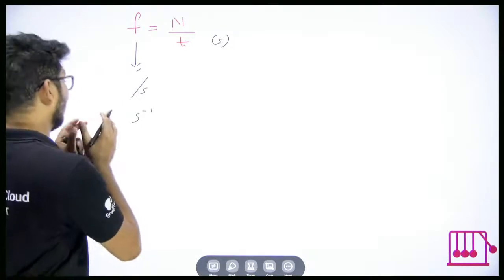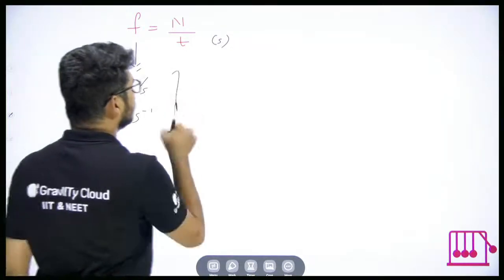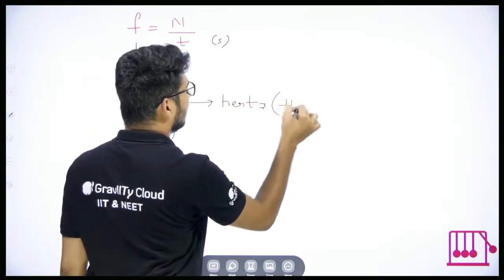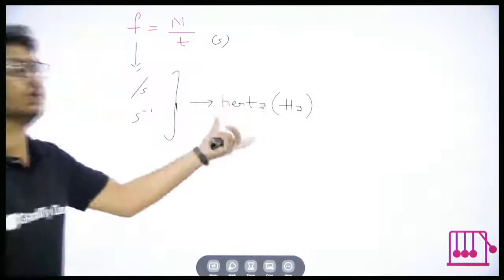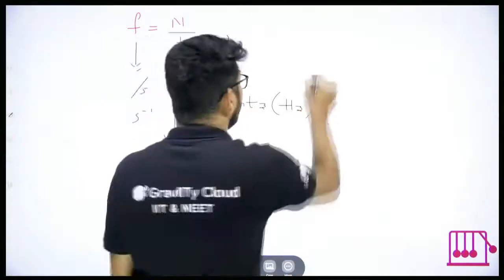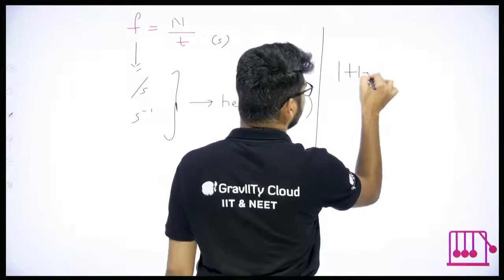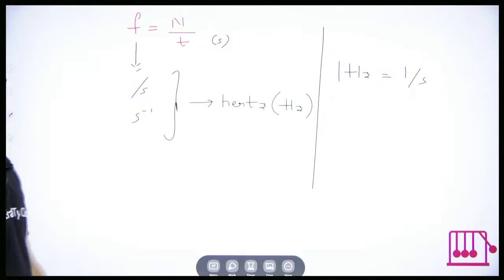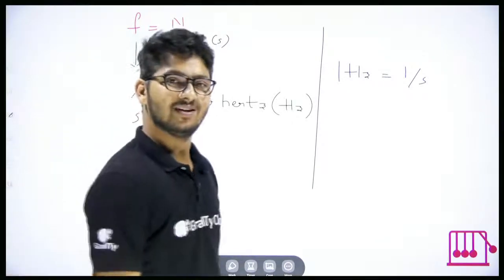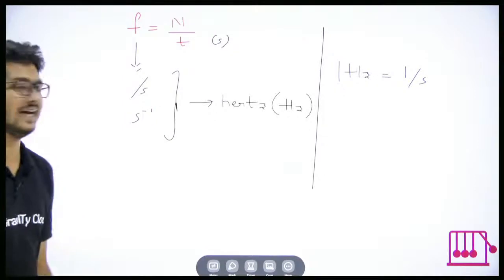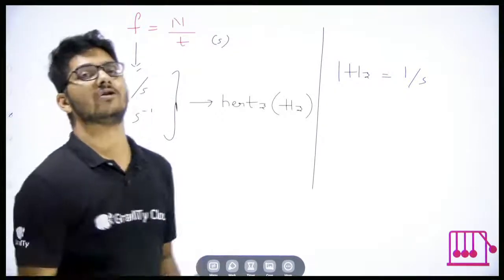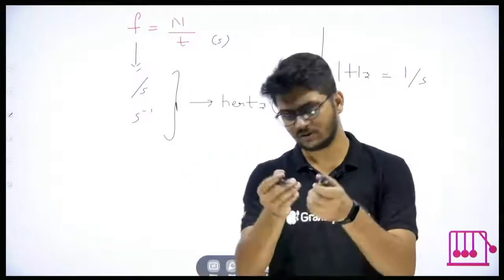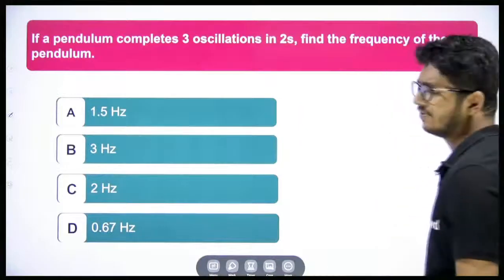So to show this comfortably, we use something called Hertz. What is the symbol? Capital H and Z. So this is the SI unit of frequency. And what is Hertz? 1 Hertz is equal to 1 per second. Simple. Okay, just remember that whenever the time taken is in terms of seconds, the SI unit of frequency will be hertz. The symbol is capital H and Z. Good? Okay.